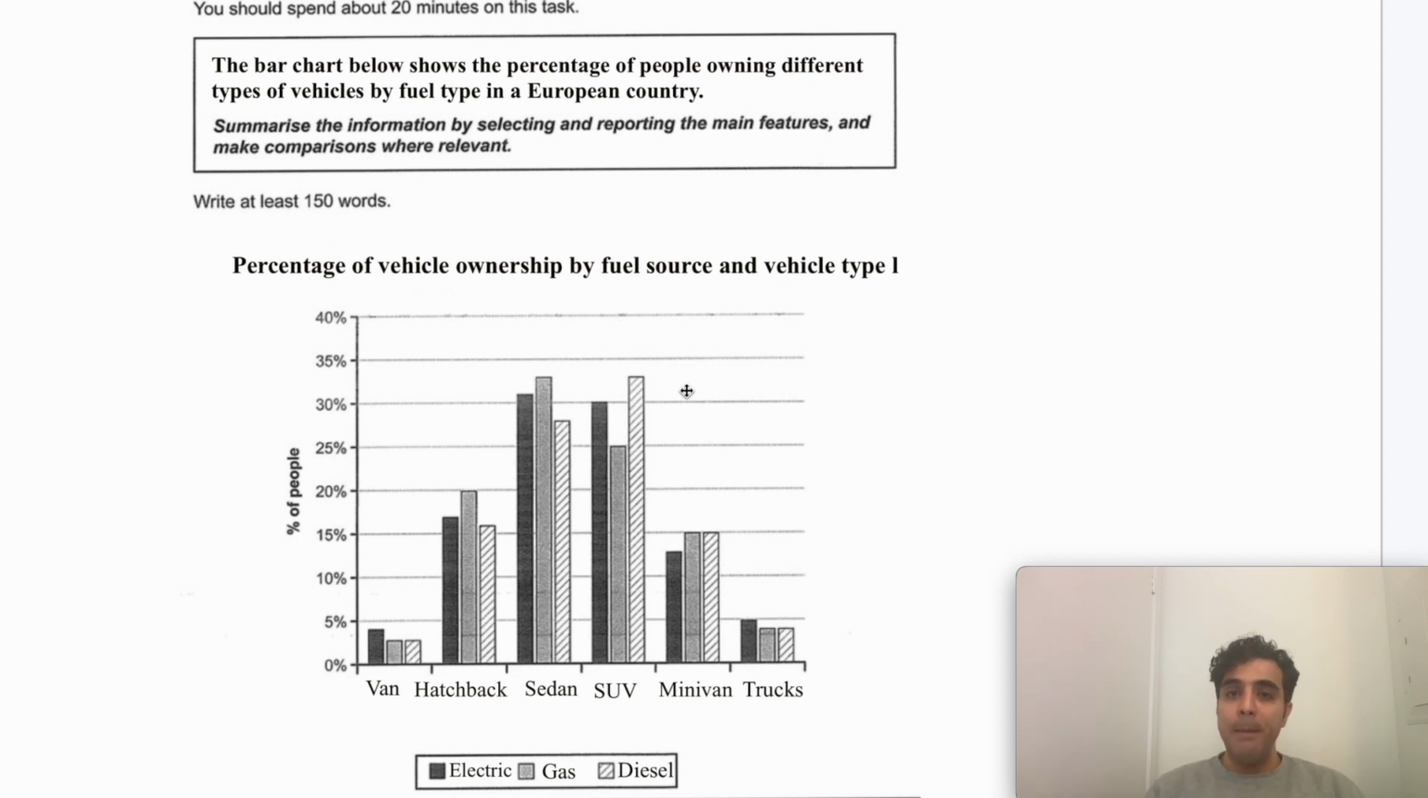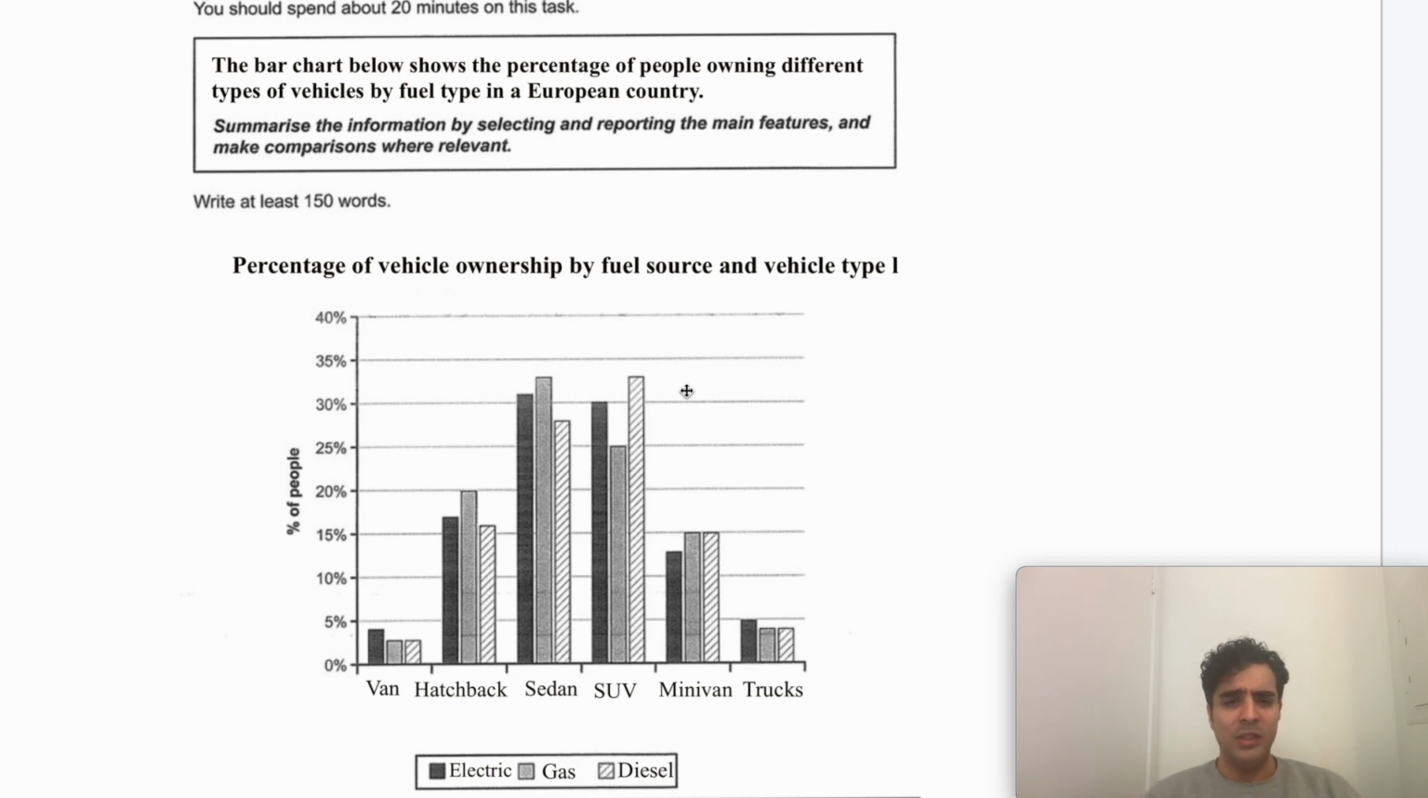Okay, so remember step one, understanding. I'm going to walk you through this very quickly, a little bit quicker in going over what you need to pay attention to, because we've done this before. So remember, understanding. Step one, look at the question, identify the MP. The bar chart below is the subject, shows is the verb, the percentage of people owning different types of vehicles by fuel type in a European country.